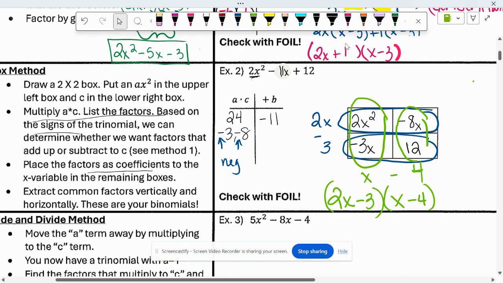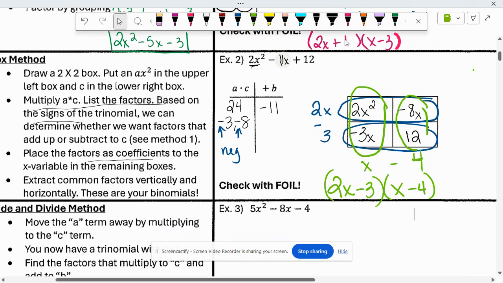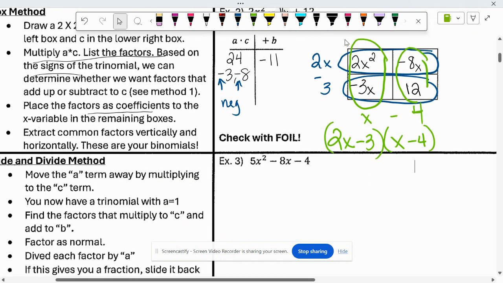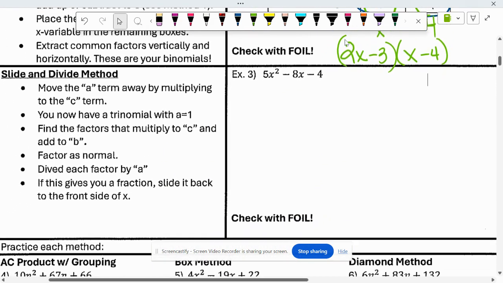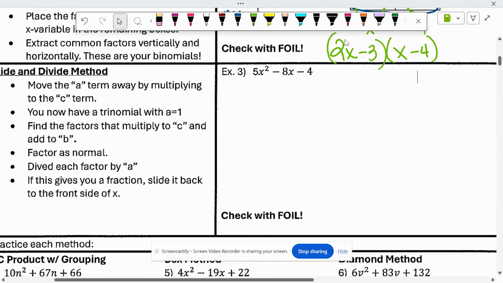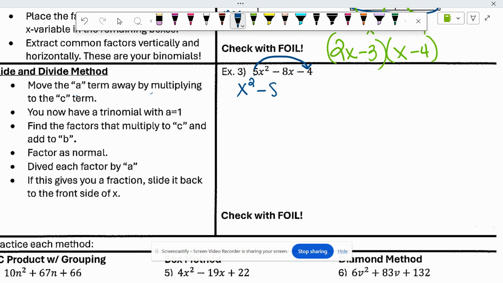So the last method is probably, I think, one of your guys' most favorites. It's called slide and divide. Basically, you take the leading coefficient, you move the a term away by multiplying it by the c term. So you're actually going to take this and multiply it. 5 times negative 4 is what? Yeah, so I end up with x squared minus 8x minus 20.